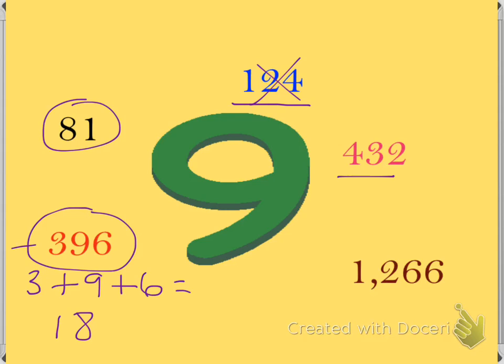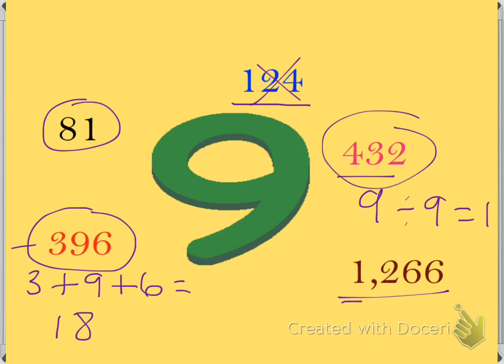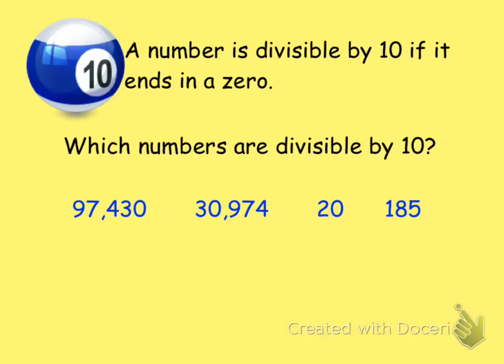432. 4 plus 3 is 7. 7 plus 2 is 9. Is 9 divisible by 9? Yes. And then down here, 1 plus 2 is 3. 3 plus 6 is 9. And 9 plus 6 is 15. 9 does not go evenly into 15, so it is not divisible by 9.